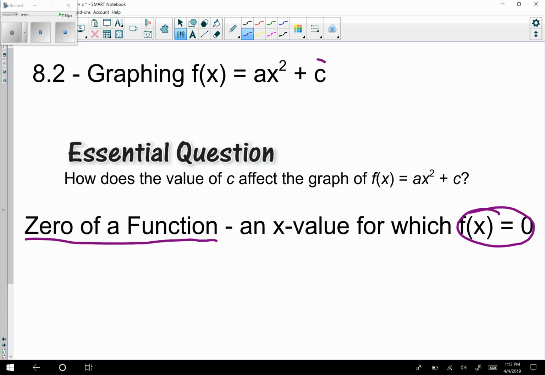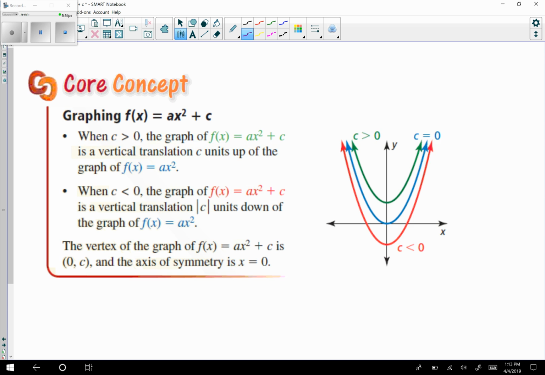One thing that I basically just want to talk about here, you guys, is that the c value, all it really affects, and it kind of tells you a little bit more about it in this core concept here, all it really affects is whether your graph is moving up or whether it's moving down. So if you have plus c, that graph is going to be moving up.